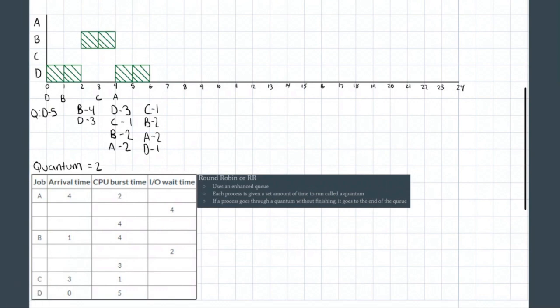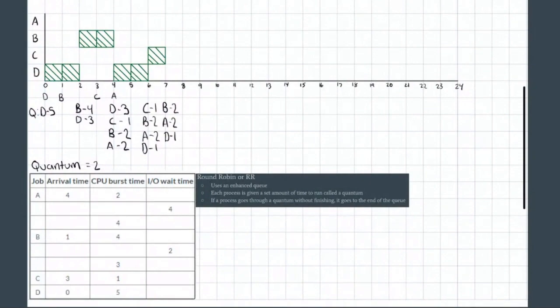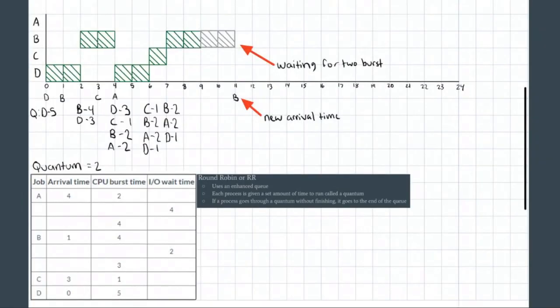So now at time 6, after D goes, C is next in line, as you can see. And so C only had burst time of 1, and this is shorter than our quantum. But in this situation, the next job will start right where C finished. So we don't waste an extra time. We just start with the next one, which in our case is B. So B will run twice.